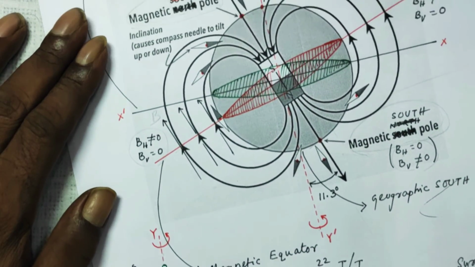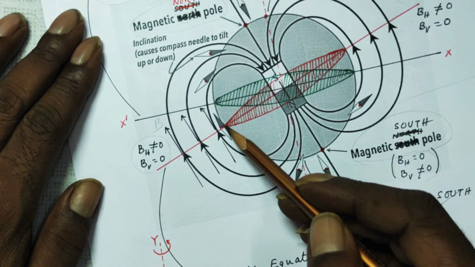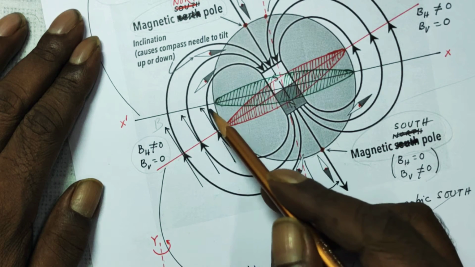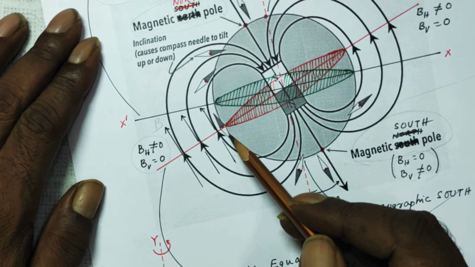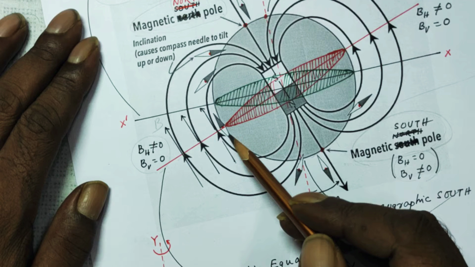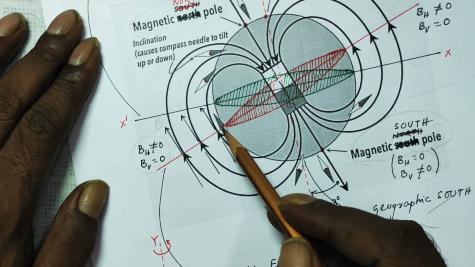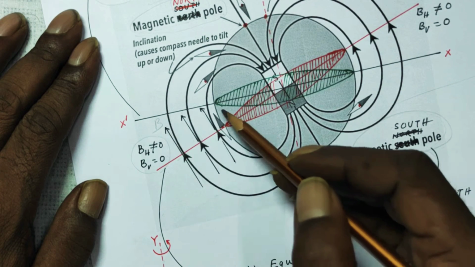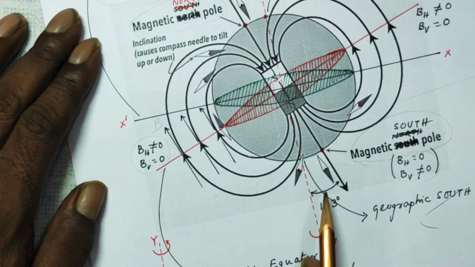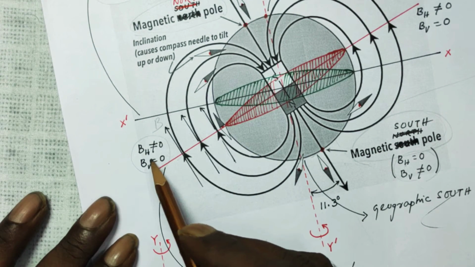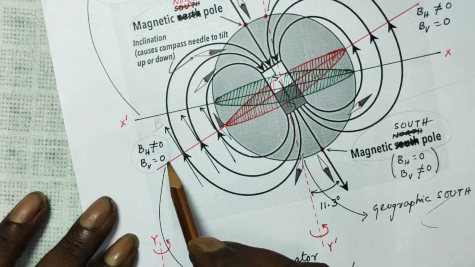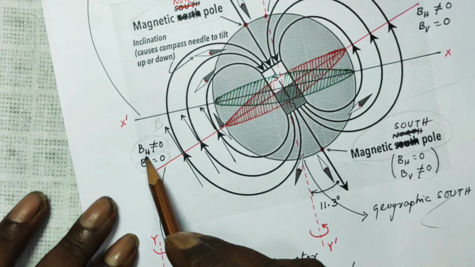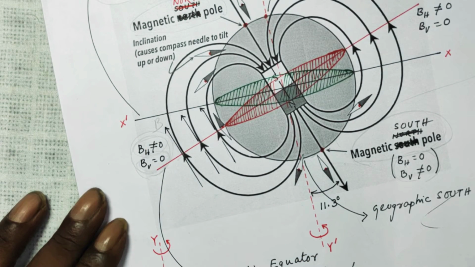Now, so here, if you hold a compass needle, the compass needle will be horizontal. Since it is horizontal, its vertical component is 0. Here, the magnetic field is pointing this way. That is parallel to the surface of the Earth. That is horizontal. So that is why I have written, since it is horizontal, its vertical component is 0. And the horizontal component is not 0, right? That is what the meaning is.